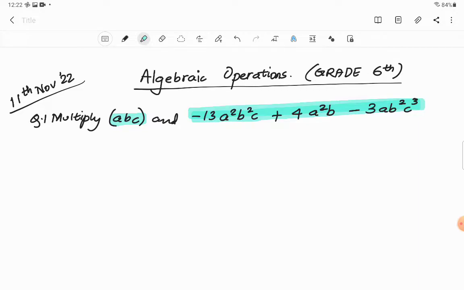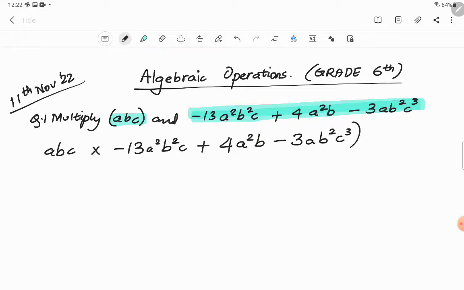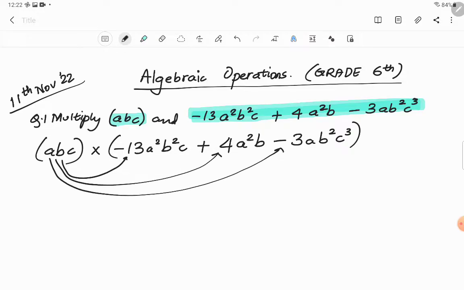Alright, let's multiply this. The first step would be to write the given expression separating the terms by the multiplication sign. So first write abc multiplied by minus 13a²b²c plus 4a²b minus 3ab²c³. You can put a bracket like this, so that this monomial will be multiplied to each of the terms including their signs. So we have to multiply the monomial with all of the three terms. Basically we are doing the distributive property of multiplication over addition or subtraction.